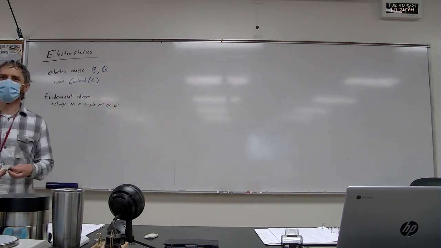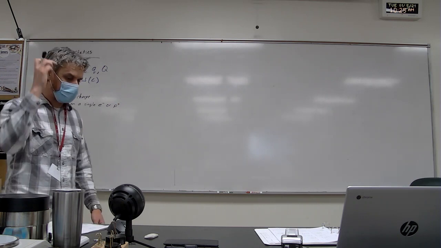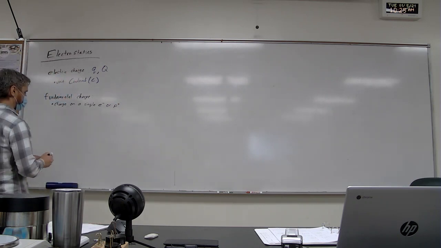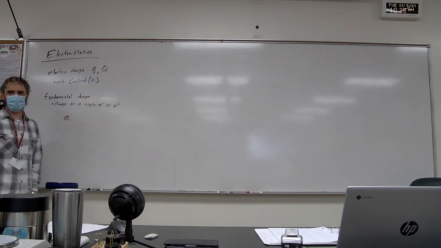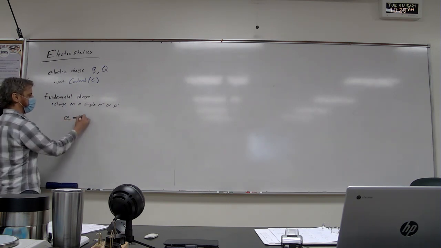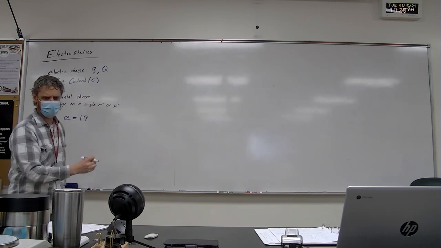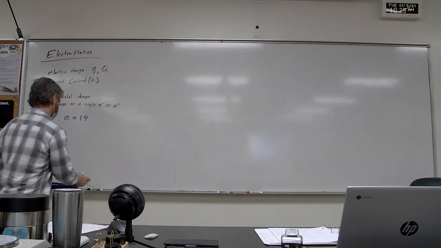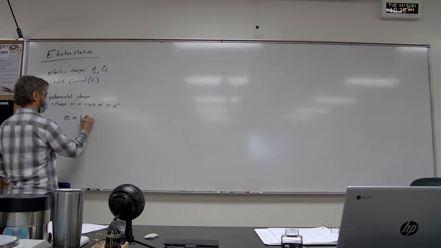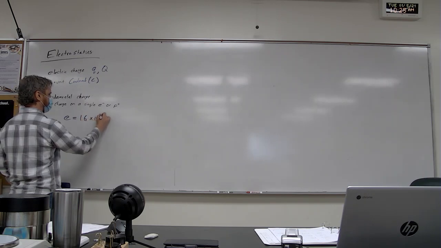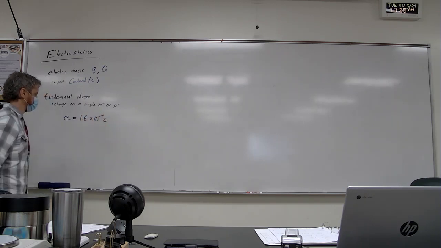Obviously, the proton has the positive of this charge. The electron has the negative of this charge. And that gets the symbol e, like electron, lowercase e. And it's 1.6, sorry, haven't done E and M in a while, 1.6 times 10 to the negative 19th coulombs.